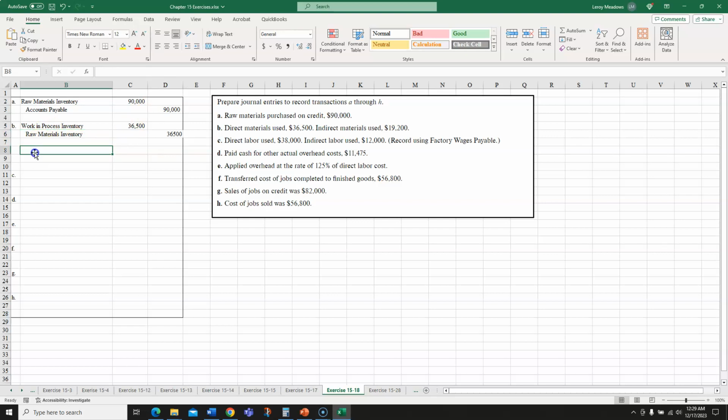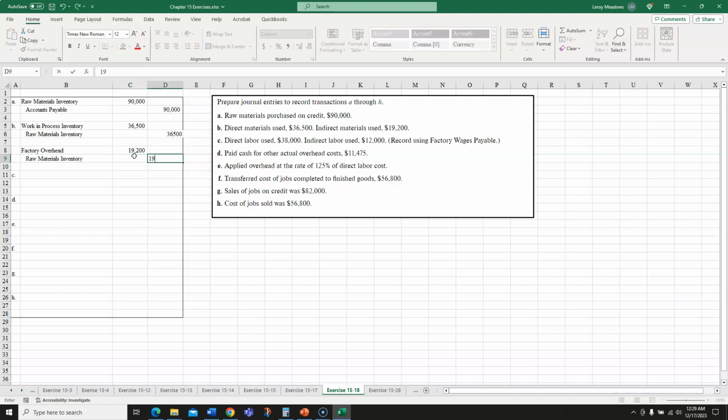Now that would be for our direct materials, and our indirect materials would be what? They go to factory overhead. And how much are the indirect materials used? 19,200, we're told right here in the problem. So 19,200, and credit raw materials inventory, 19,200. So I can do that here and just separate and put a specific transaction for this.